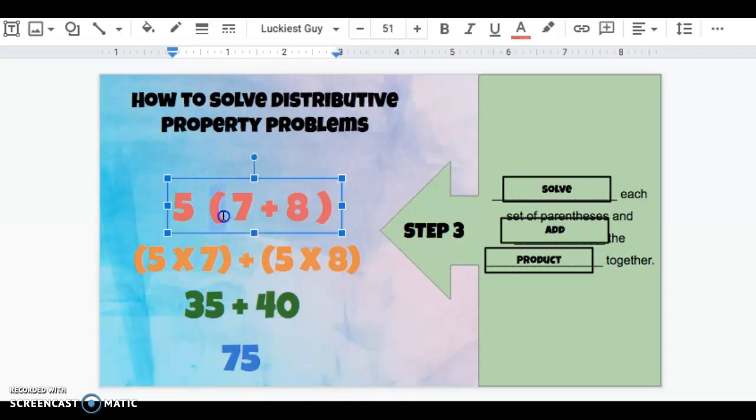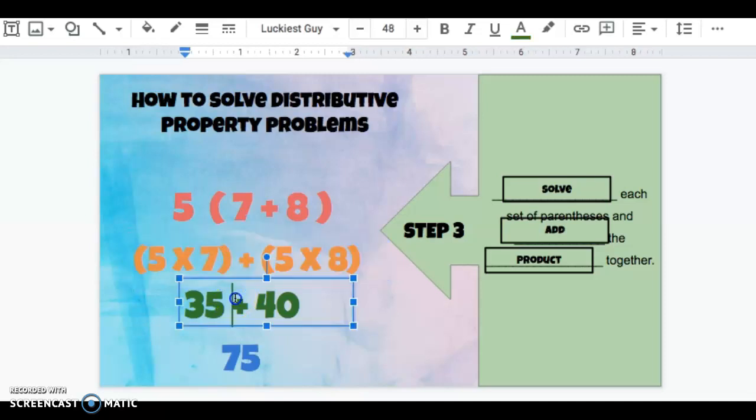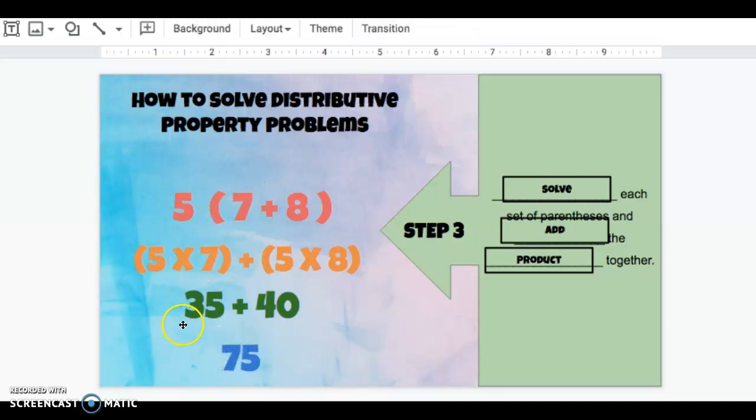So if I were to solve this and type that in a calculator exactly how it is, I would get 75. If I were to type this equivalent expression in the calculator, I would get this 75. If I type 35 plus 40 in a calculator, I get 75. Okay, so each one of these expressions is equivalent. It's equal to 5 parentheses 7 plus 8. Okay, that's very important to know, right? So that's the distributive property.